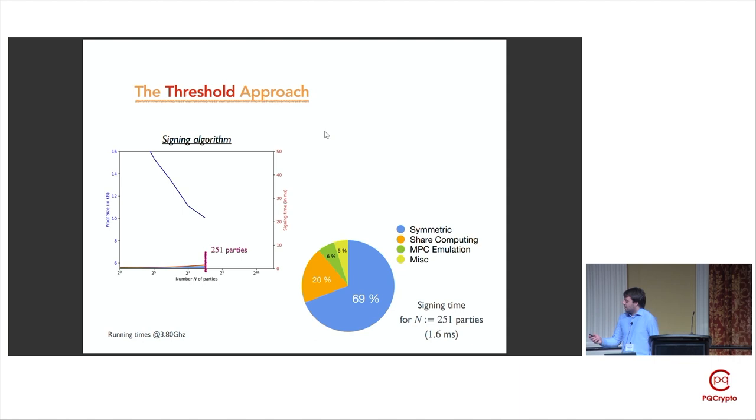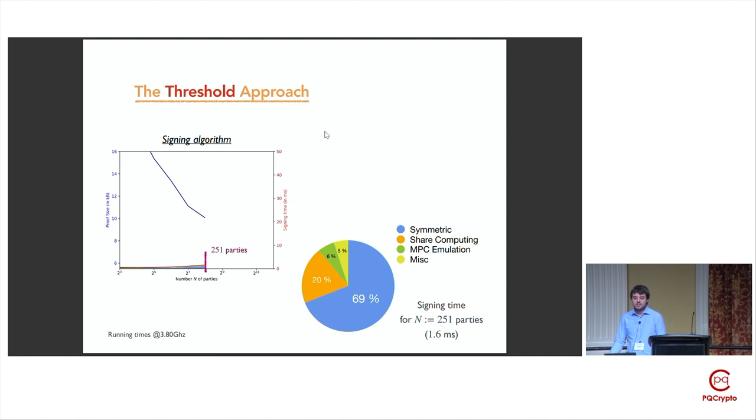The emulation part is even smaller than previously. In fact, the symmetric part is completely different from the hypercube because now we use a Merkle tree. It's not the same part. It's not the same computation. But we lost 2 kilobytes of signature size.